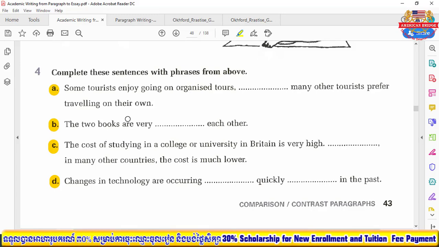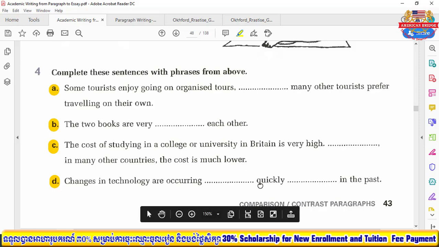Letter B: the two books are very ___ each other. So what are you going to complete here? Letter C: the cost of studying in a college or university in Britain is high. In many other countries, the cost is much lower. Letter D: changes in technologies are occurring ___ quickly in the past. So what are you going to complete here, everyone? The teacher will give you a few seconds to complete here.